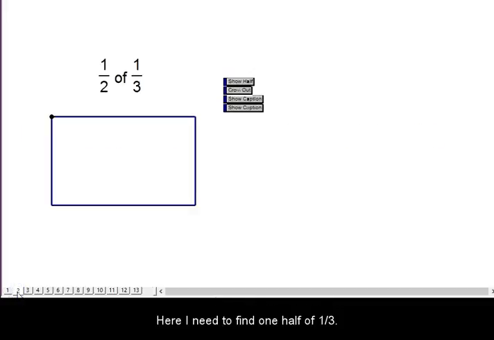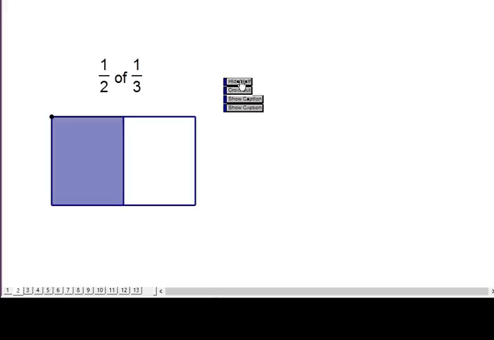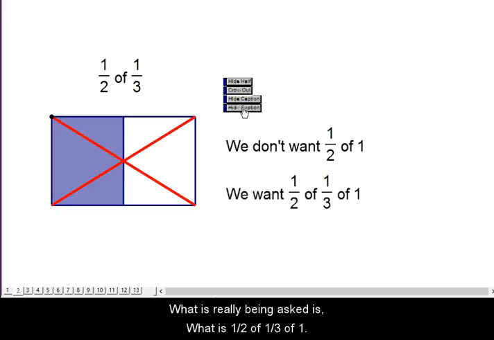Here I need to find 1/2 of 1/3. Now one might be tempted to immediately think, oh, this is 1/2, but that is not what is being asked here. We don't want to know half of 1. What is really being asked is what is half of 1/3 of 1.